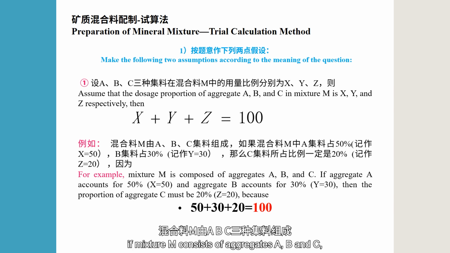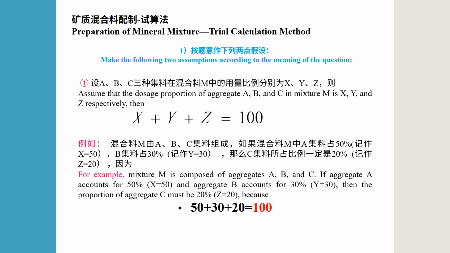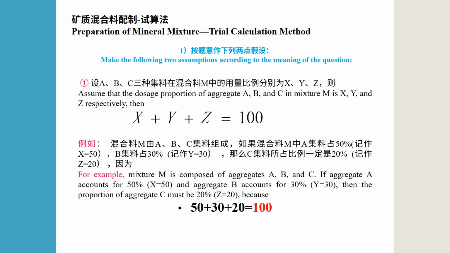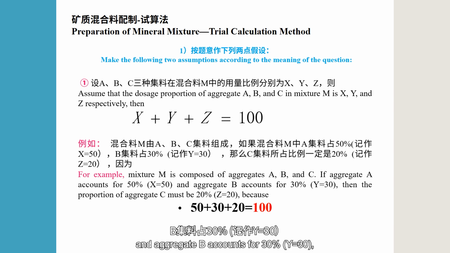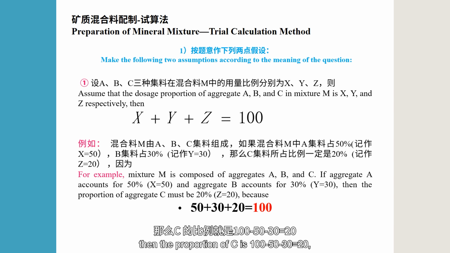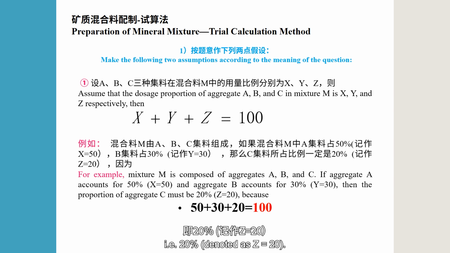For example, if mixture M consists of aggregates A, B, and C, and aggregate A accounts for 50%, or X equals 50, and aggregate B accounts for 30%, or Y equals 30, then what is the proportion of aggregate C? As the sum of the proportions of A, B, and C is 100, then the proportion of C is 100 minus 50 minus 30 equals 20. That is 20%, denoted as Z equals 20.